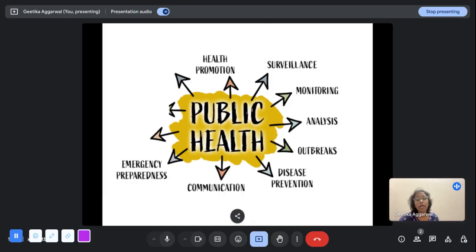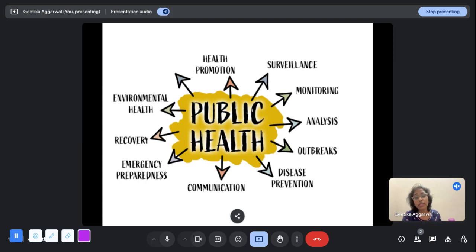For example, what happened with COVID-19? Suddenly the entire world was taken over by this virus, SARS-CoV-2, and we had to deal with it on an emergency basis. So it depends on public health officials to be prepared for such scenarios, for such emergencies. And then there is recovery. How are the people recovering if a disease has happened or if an outbreak has happened?